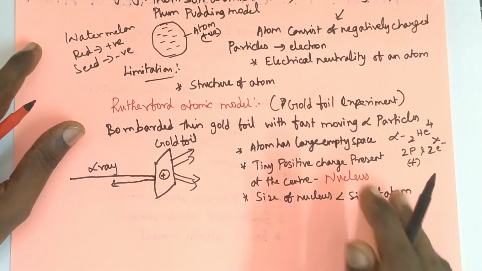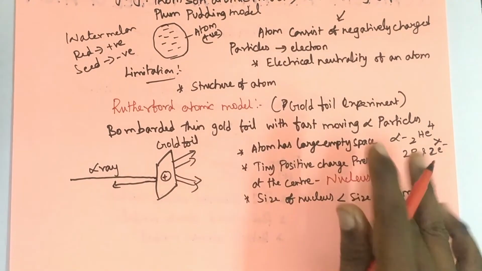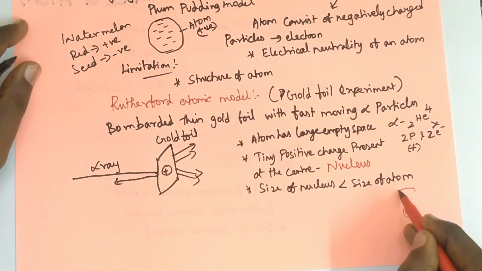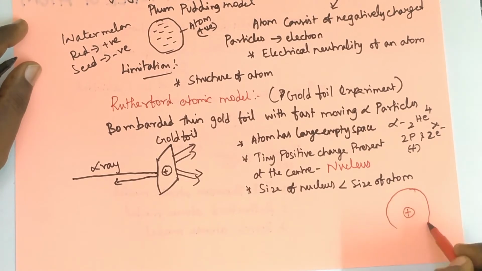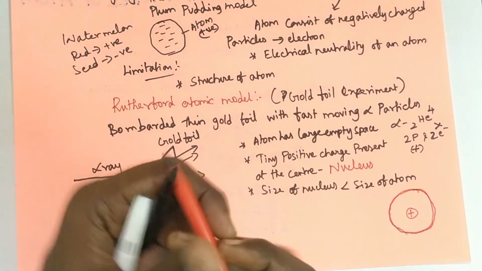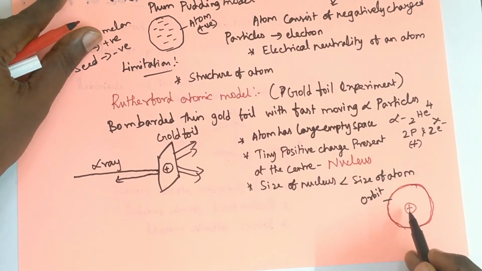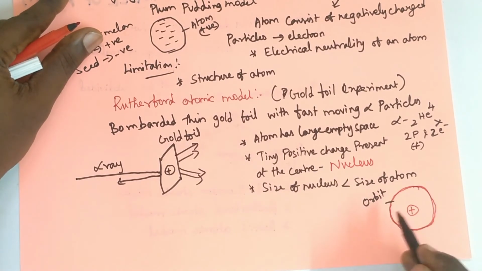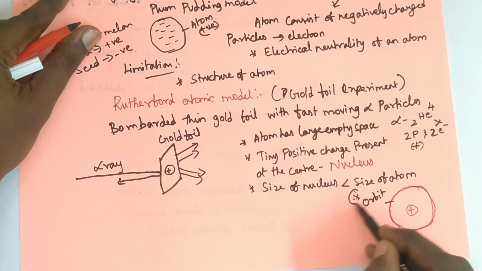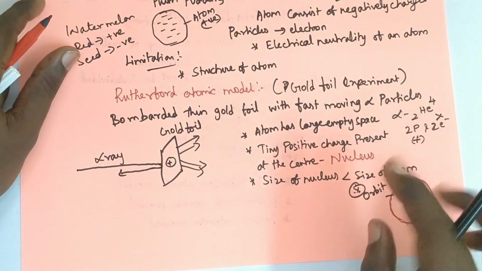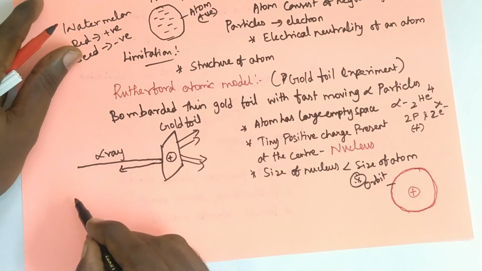The fourth one is very, very important. He said that electrons revolve around the nucleus in paths called orbits. This is an important one. Based on these observations he made this conclusion. It has some limitations.